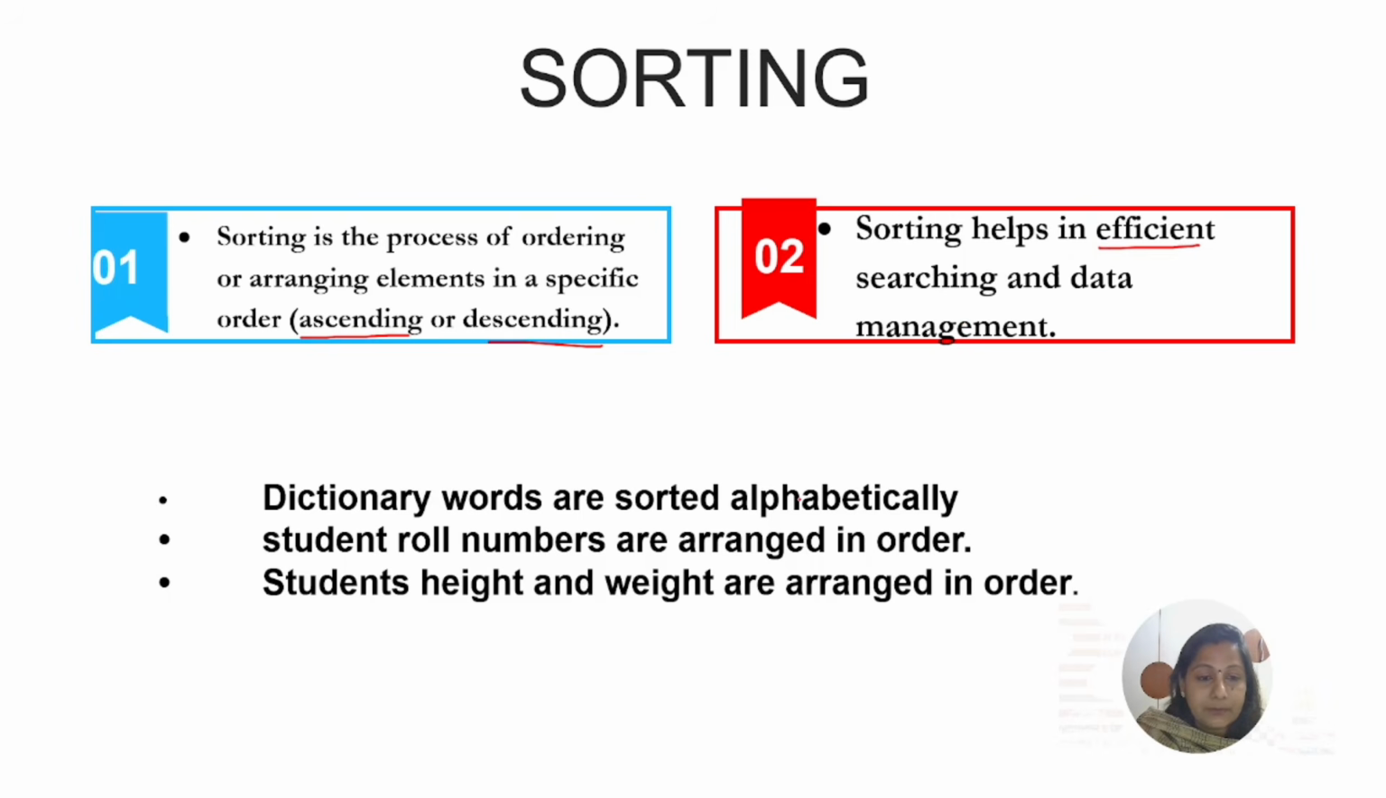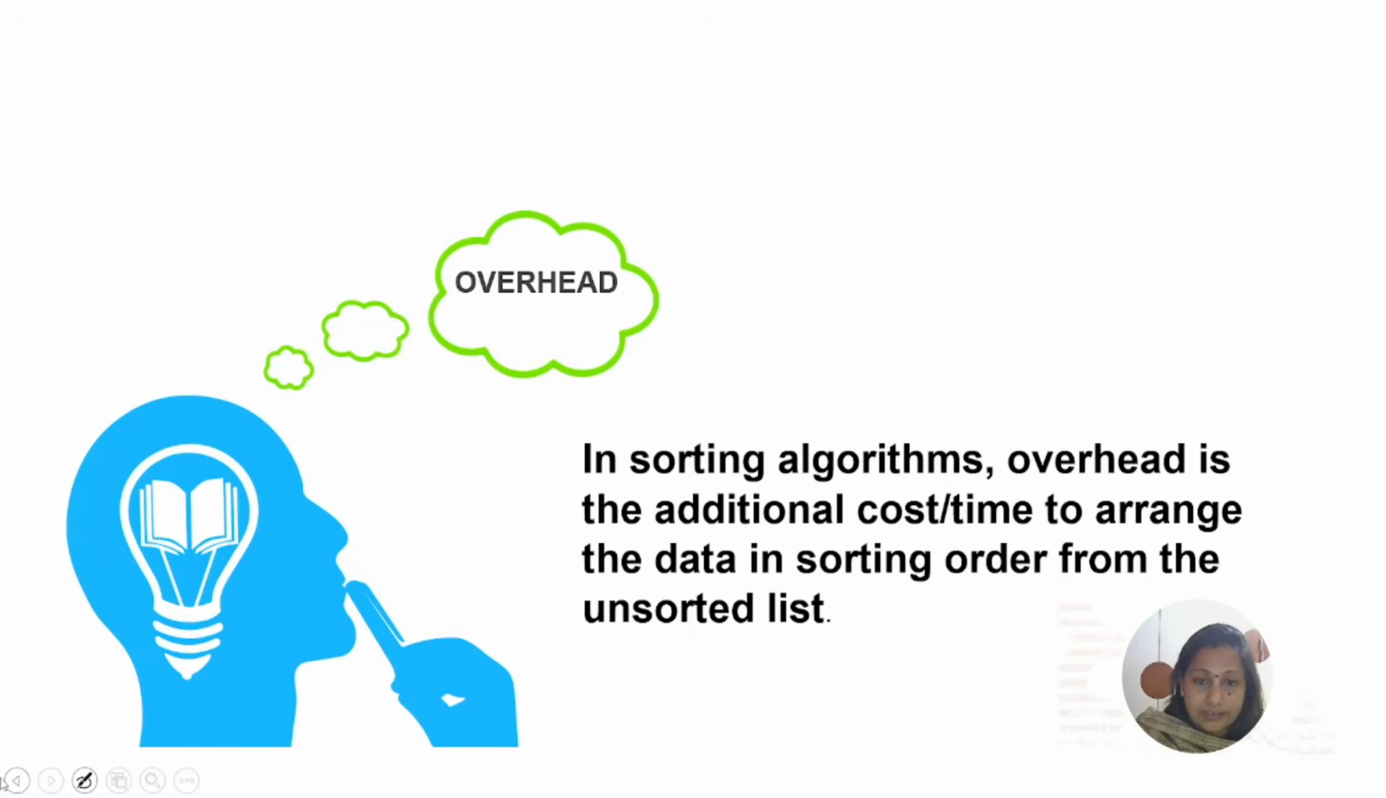What other examples can you mention? Student roll numbers are also arranged in order, and students' heights and weights are also arranged in order. So these are the examples you can mention when you're asked about sorting.